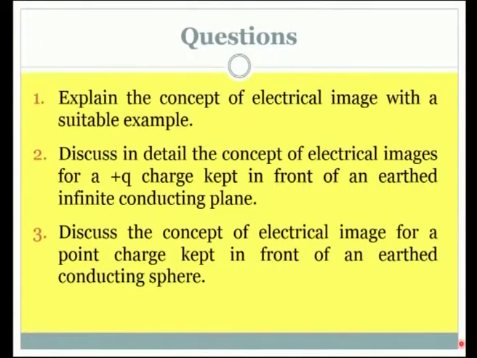Explain the concept of electrical image with suitable example. Discuss in detail the concept of electrical images for a positive charge kept in front of an earthed infinite conducting plane. Discuss the concept of electrical image for a point charge kept in front of an earthed conducting sphere.